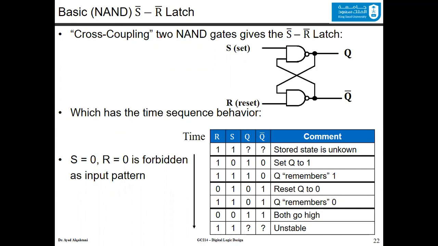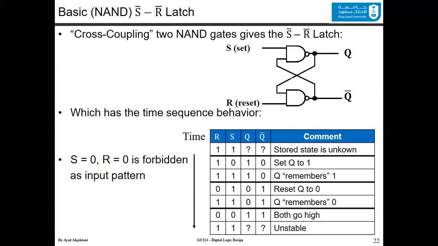There is a cross coupling between two NAND gates. If you make two NAND gates, where the output of the first is the input of the second, and the output of the second is the input of the first, and you have two inputs, one being the set input, meaning that you are trying to set the output Q to the value of 1, and we have a reset input, meaning that you are trying to reset the value of Q to 0.